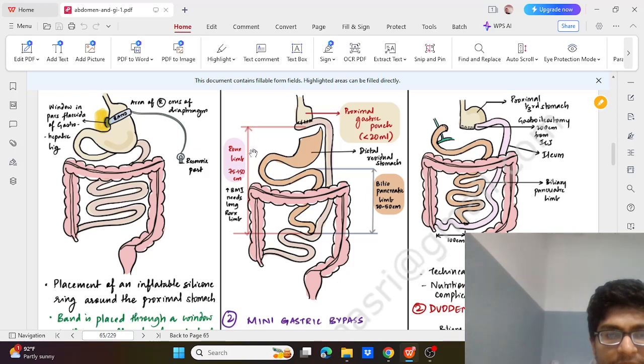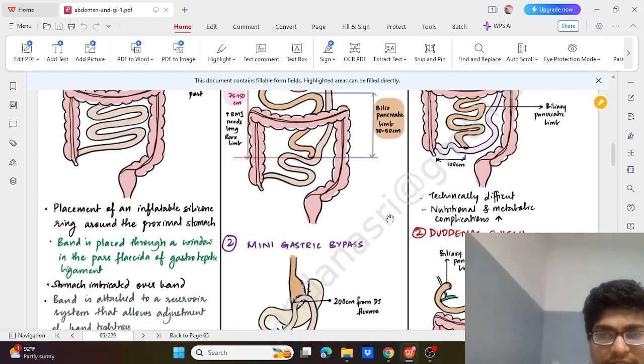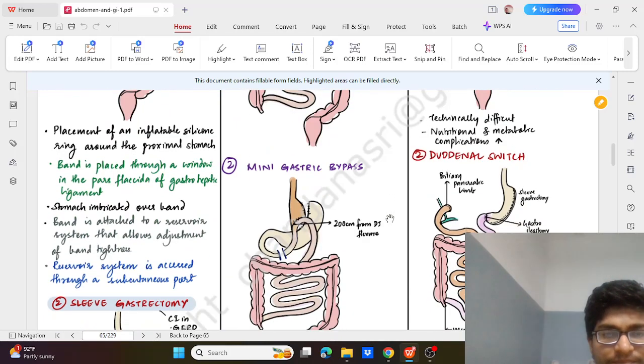The minimum Roux limb length should be 75 to 150 centimeter, and the higher the BMI, the more Roux limb length will be required, and the Y limb will be around 25 to 50 centimeter. That is also known as the biliopancreatic limb.